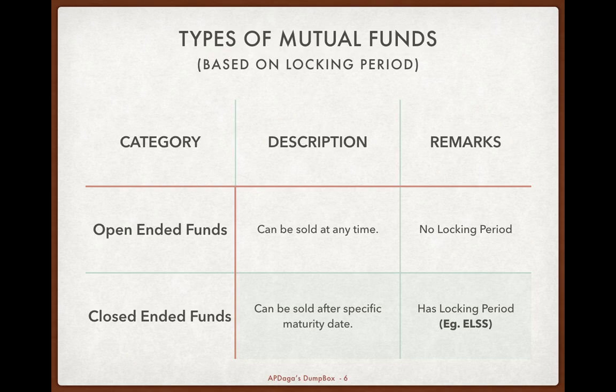So there are different types of mutual funds based on locking period: open-ended and close-ended. Open-ended means no locking period. Close-ended means there is some maturity date or something. One example of close-ended is ELSS. Just like I said, it has 3 years of locking period.